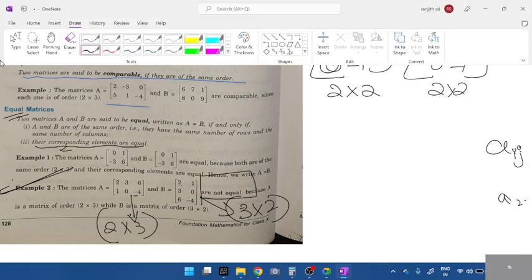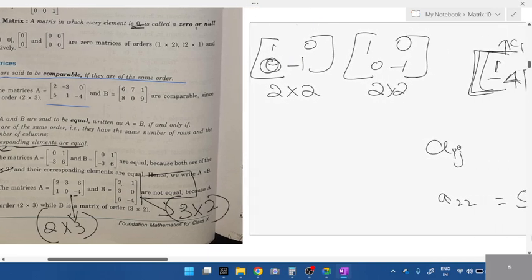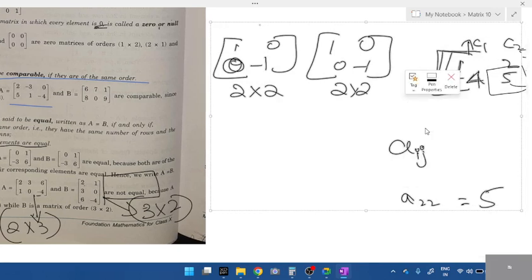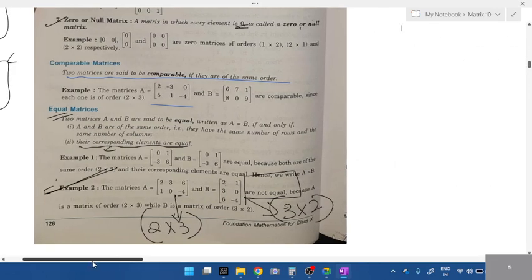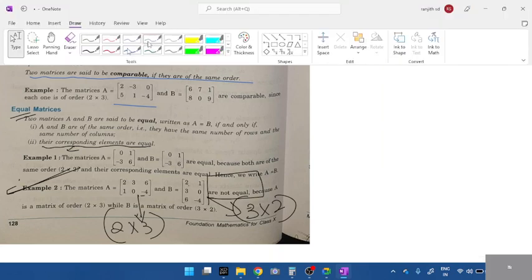Only if it is an equal matrix, we'll be able to add, subtract, multiply, and divide. That is what we'll be doing next. Is this clear? Any doubts in equal matrix? The value should be same, as well as the order, students. Order also should be the same.